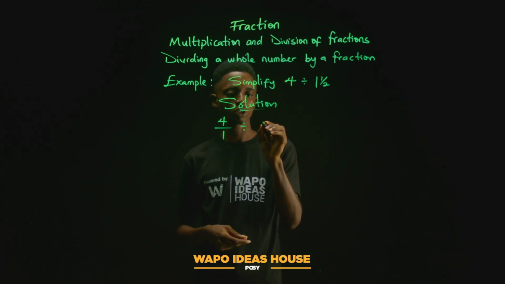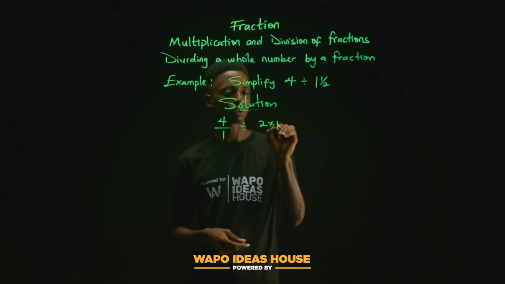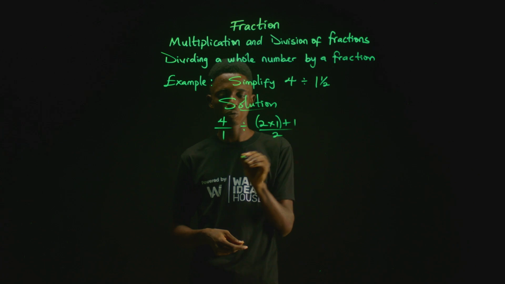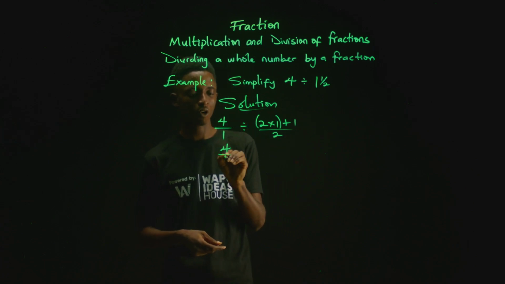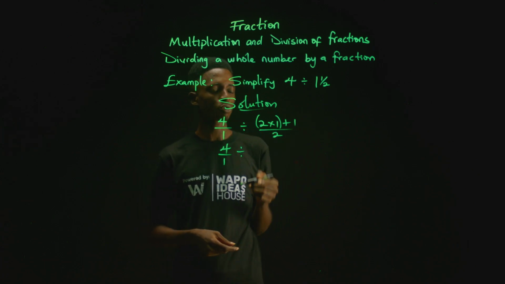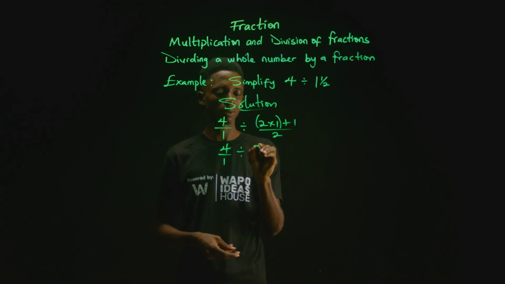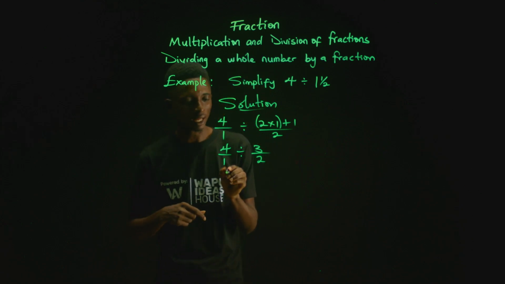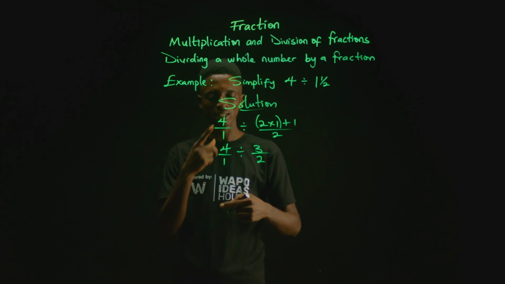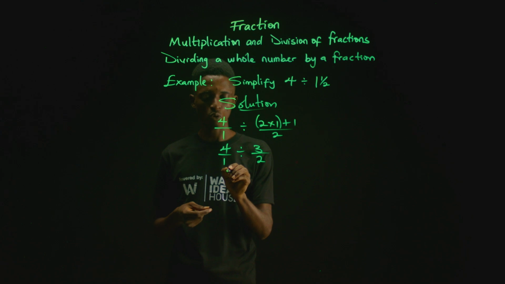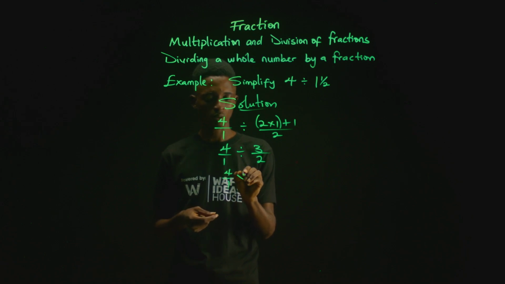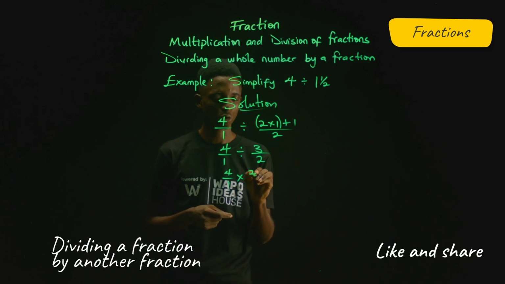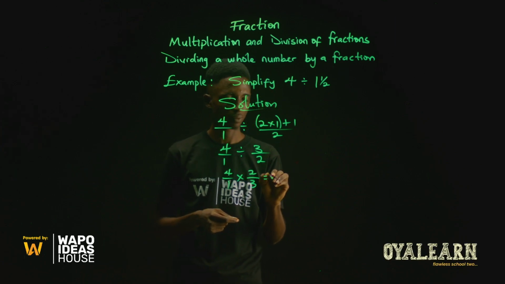Converting into improper fraction, we will have 2 times 1 plus 1/2. And this gives us 4/1 divided by, now 2 times 1 is 2, plus 1, and then we have 3. So 3/2. Now we have to change this division sign to the multiplication sign. So we'll then have 4/1 multiplied by, and then we flip the second fraction to have 2/3.